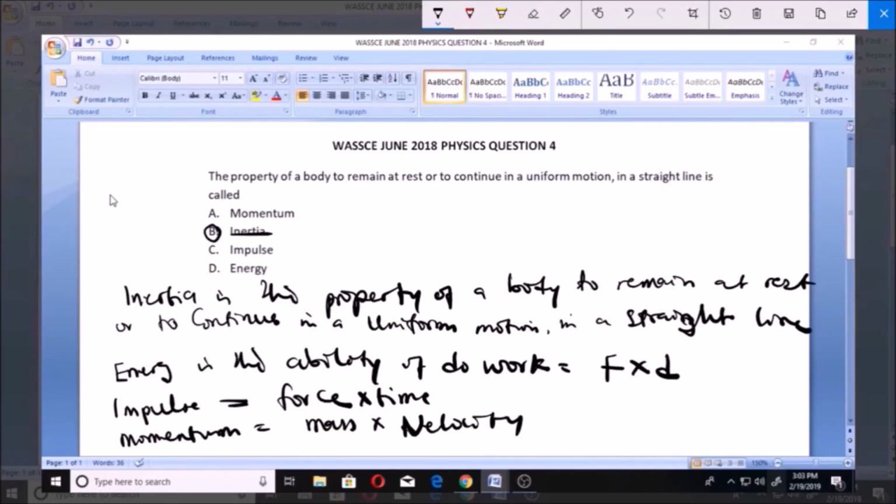So you see that none of these three is this, but inertia is this, actually the definition of inertia, and that's why inertia is the right option for this problem.